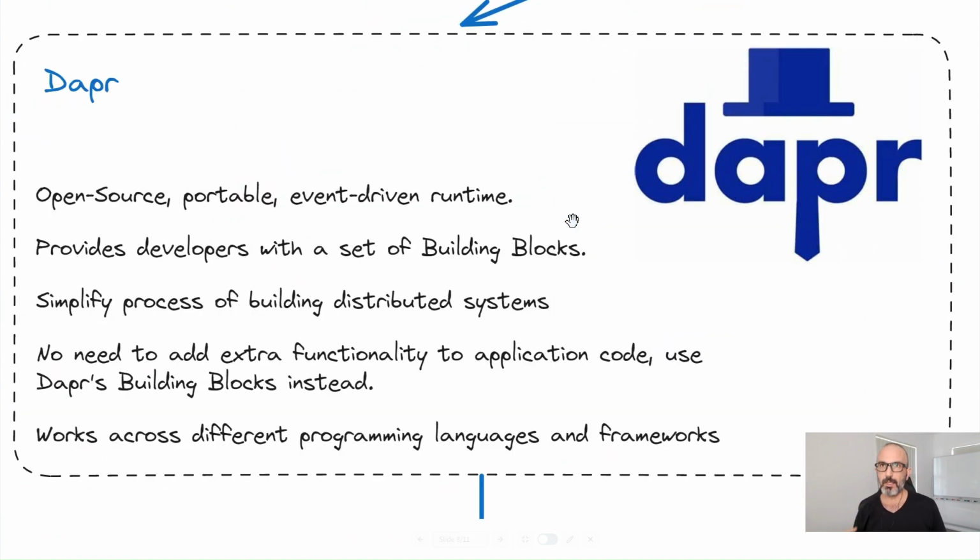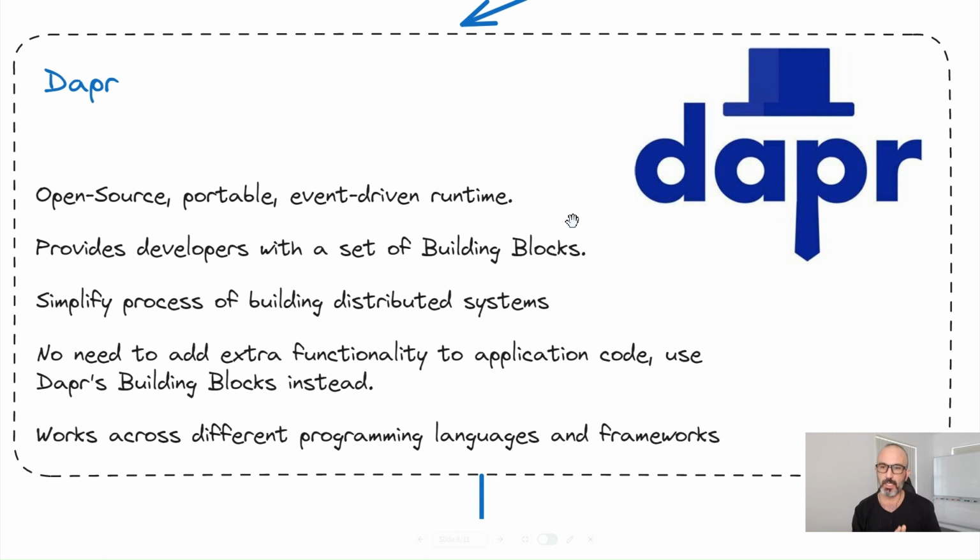So the idea behind Dapr is that it's an open source event-driven runtime. It provides developers with a set of building blocks to solve some of the common problems of microservices. And it also helps simplify the process of building a distributed system, because you don't have to add extra functionality to the application of your code.